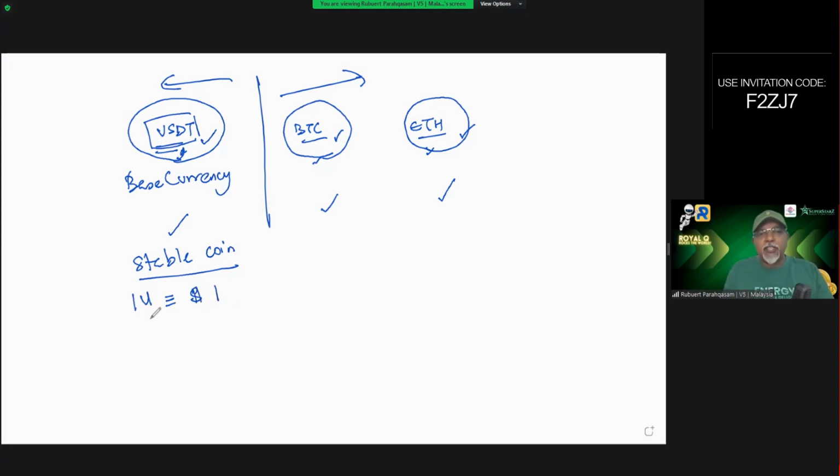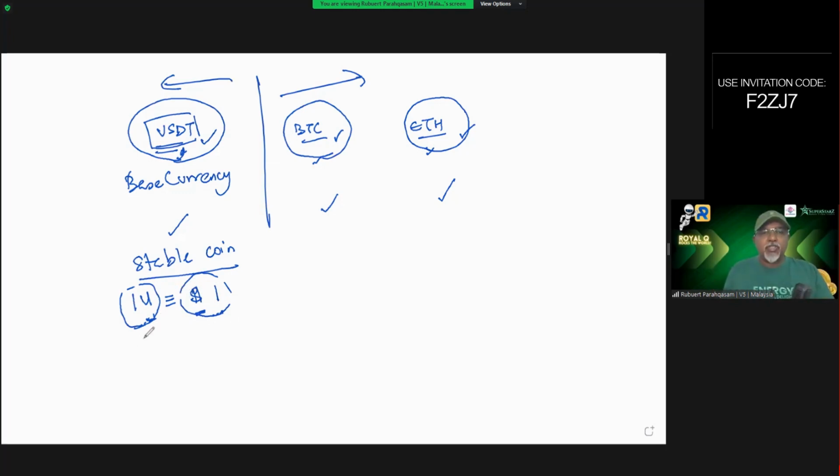Now, it's not the same here. This dollar and this USDT is not the same. This is fiat currency. This is a cryptocurrency. This is a coin, a crypto coin. This is the fiat currency. Okay? Different, yeah? It's not the same. So remember, USDT is a stable coin and it has no fluctuation.